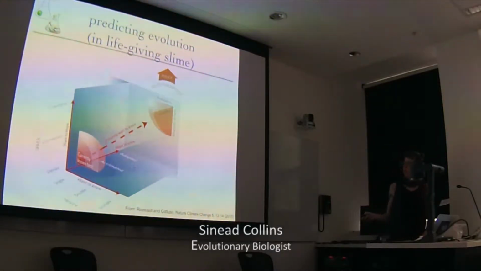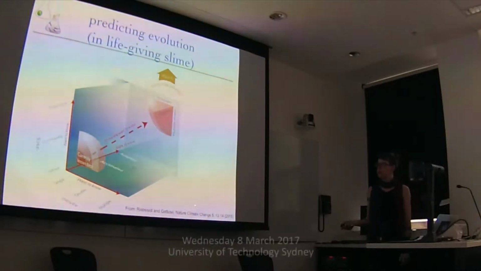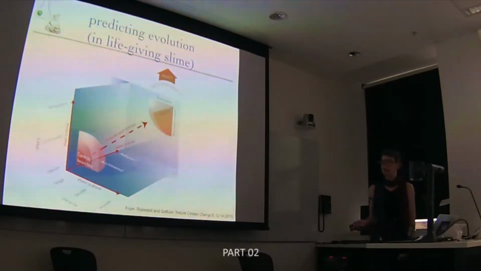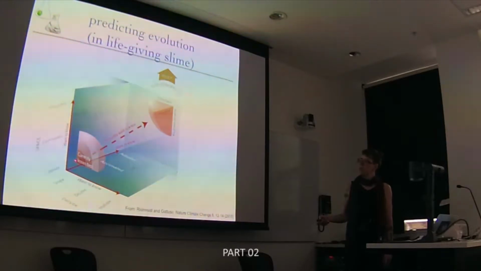So this is a cube. Now we're going to move on to real biology. This is a cube that's been haunting my life since Rubicel and Gattuso published it in 2015. I call it the Rubicel and Gattuso Cube of Climate Change Doom, which is basically, this is what we know.